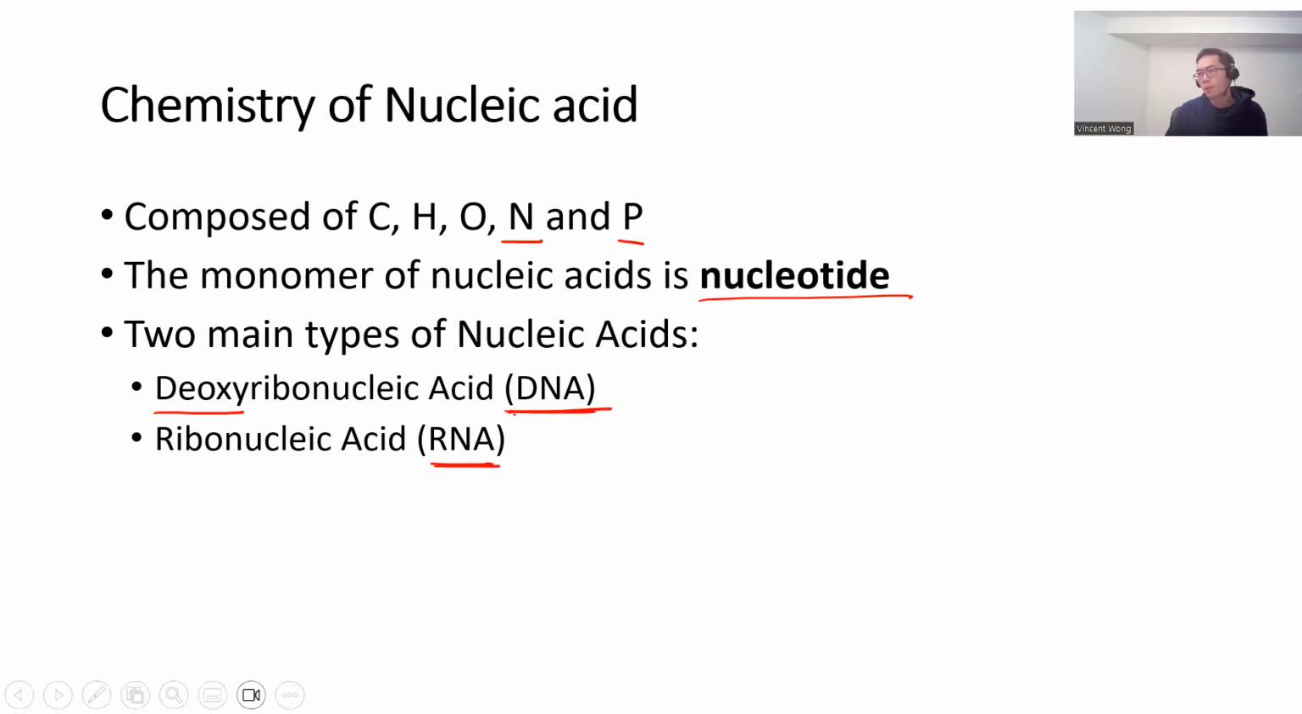RNA, most people probably have not heard of that before the pandemic, unless you study science. But after the pandemic, people know about the RNA vaccine, right? Like the Pfizer one, the Moderna one. Those are RNA vaccines. So RNA is another kind of nucleic acid, and you have it in your body. That stands for ribonucleic acid.